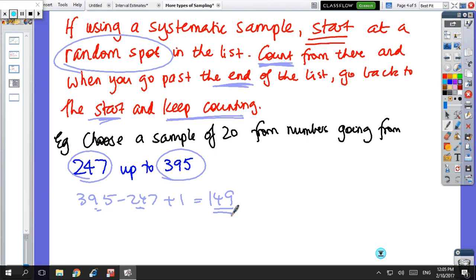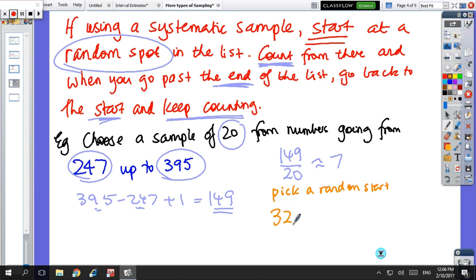Okay, and then we want a group of 20, so 149 divided by 20 is about 7. So we're going to take every 7th person. And then what you do is you just pick a random start. So it doesn't matter. If I was going to start at say 328, which is just a random number, the next number would be 335, and then 342, and then at some stage you're actually going to go past 395. So we'll keep going, but the last number actually is 391.